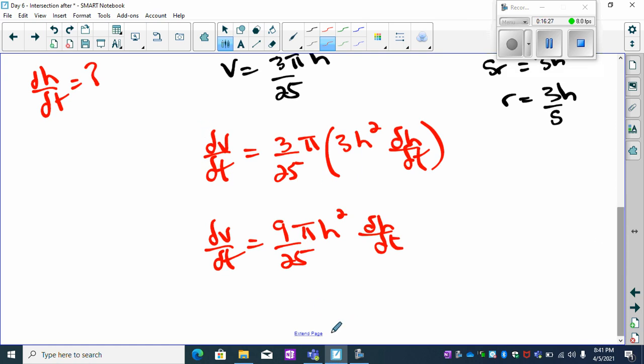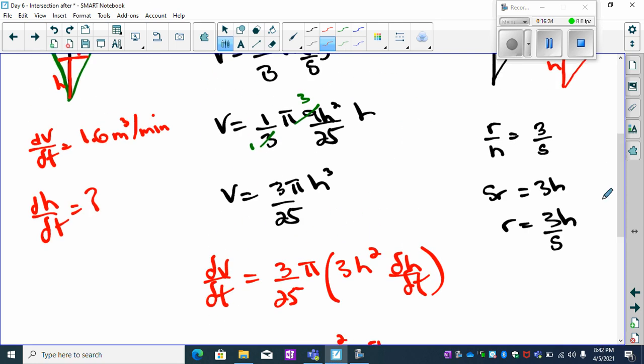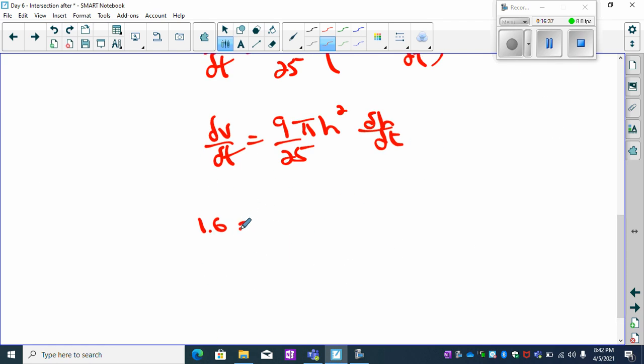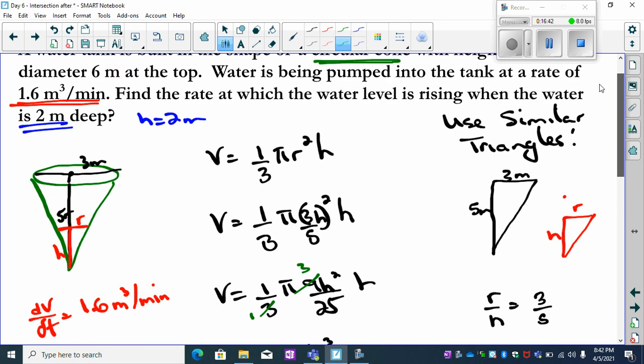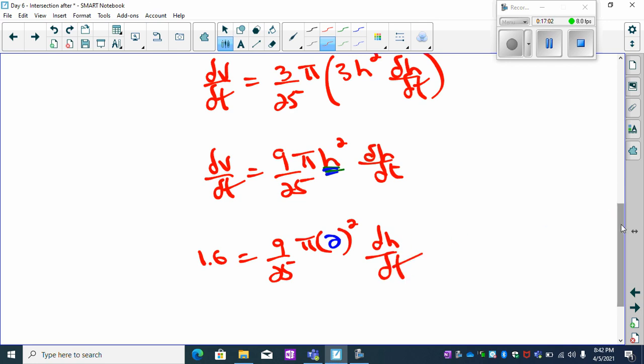Now I'll fill in what I know. I know this was 1.6, dV over dt. Not making that up, it was given. And I know that h was 2, if I scroll back up here. So I'm going to have 9/25 pi times 2 squared, which is 4. And I should be able to solve for dh over dt.